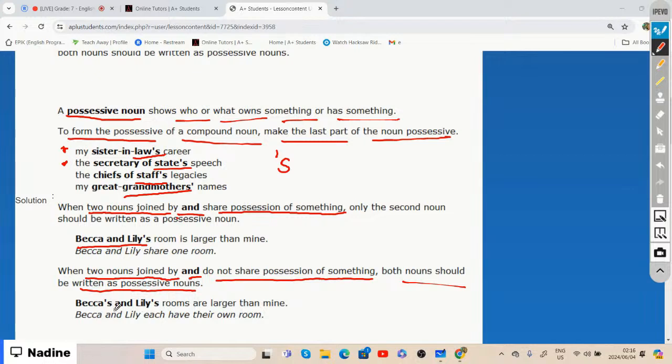So we say Becca's and Lily's rooms are larger than mine. And that shows that both of them have their own room, which means that Becca's room is large, and we're saying that Lily's room is large or larger than mine, right? Which clearly means that Becca and Lily have their own rooms. But if we just say Becca and Lily's room, then we're making mention of the room that they share together.